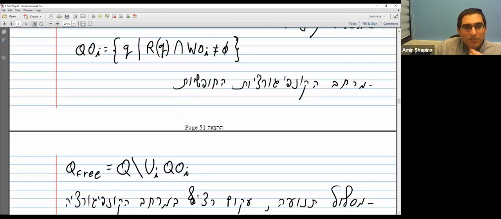And the free configurations are the whole configuration space minus all the configuration obstacles, as you can see here.